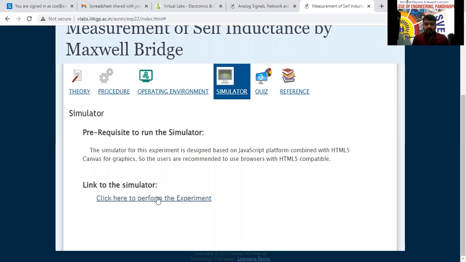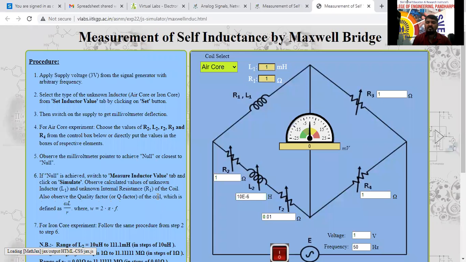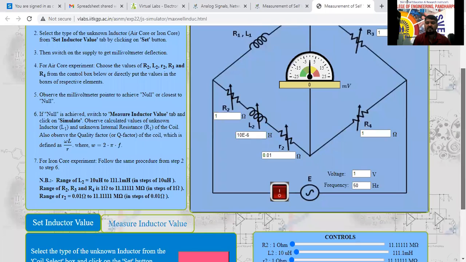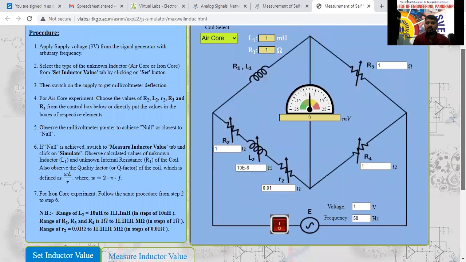Okay, so I will click on perform the experiment. A new window will open with the circuit diagram, some variation of codes, and the values that we can use. See here, this is the circuit diagram we have used. Where we have to fix this, I will fix it here. Is it visible?